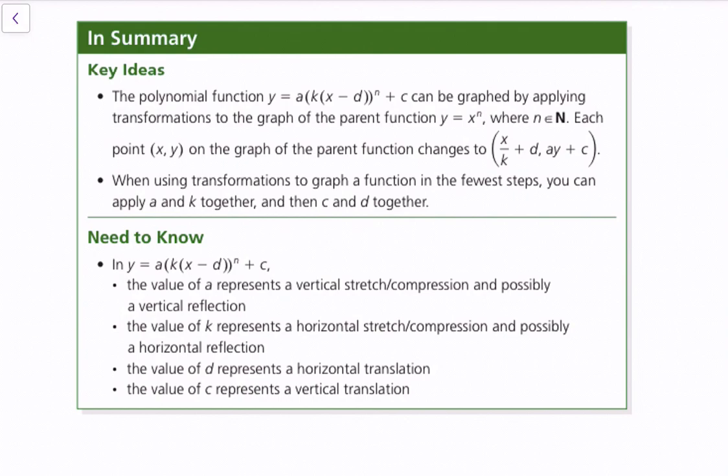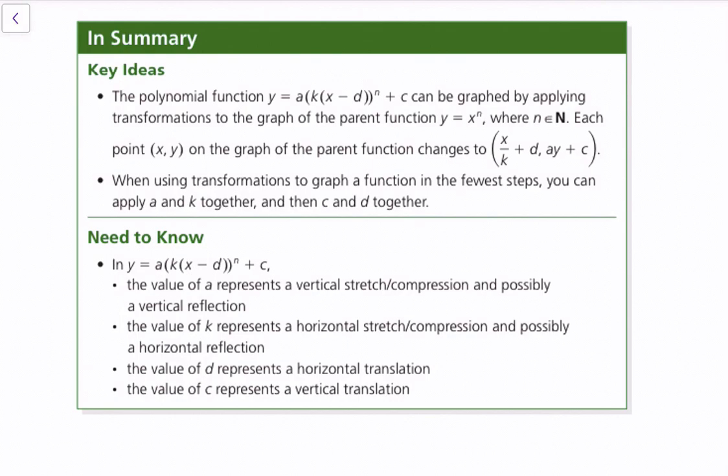And by now you should be familiar with this formula right here, the basic form of the polynomial function, and you should also be familiar with what each part does. So a, k, x, d, n, and c, you should be familiar with what each of these parts do. And when we use transformations to graph a function in the fewest steps, you can apply a and k together, and then c and d together. So a and k would be the vertical and horizontal stretch/compression, and then you can use c and d, which would be the vertical and horizontal translation.